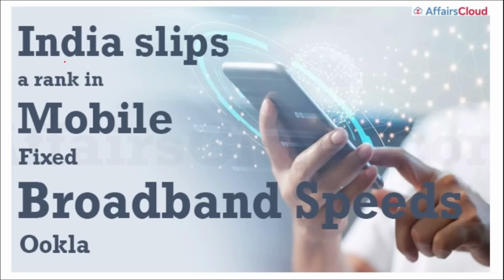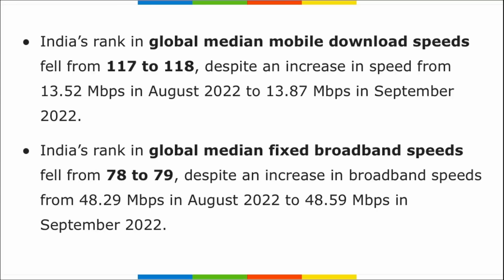Next is India has slipped a rank in the mobile and fixed broadband Ookla index. That means recently a report was released by Ookla, that was the Speedtest Global Index, for the September edition 2022. Here the rank of India has dropped a rank. That means it was dropped by 1 rank in the mobile download speeds.